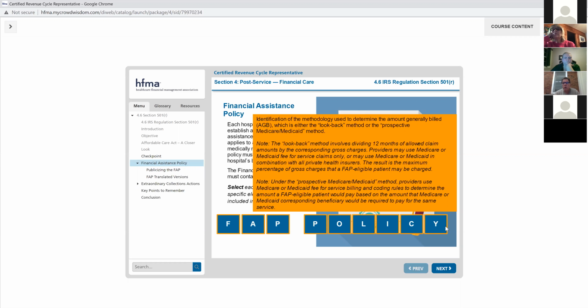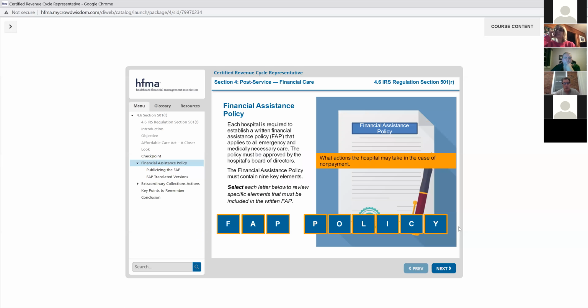And the last is what actions the hospital is going to take in the event that you do not make payment under the financial assistance policy. So those are the 9 components that must be in the written financial assistance policy.